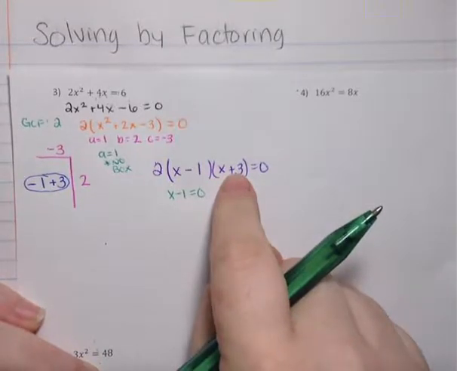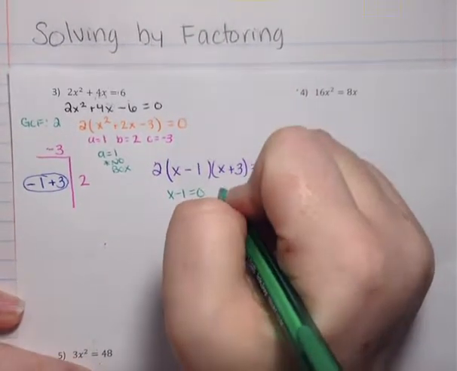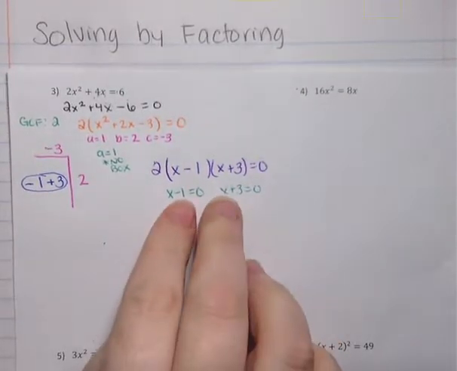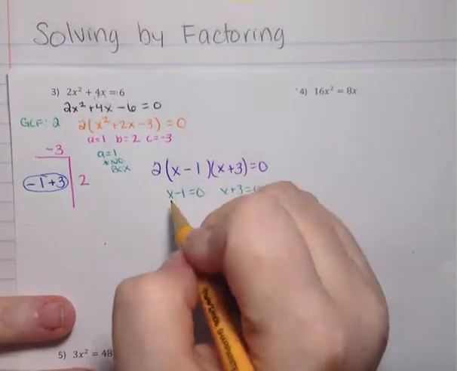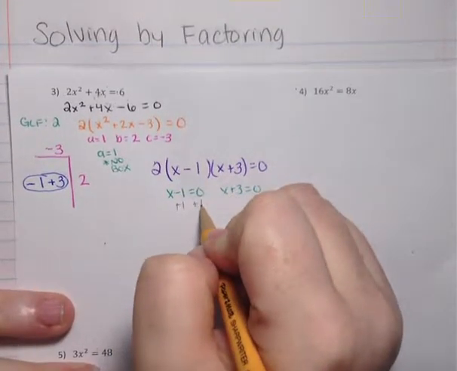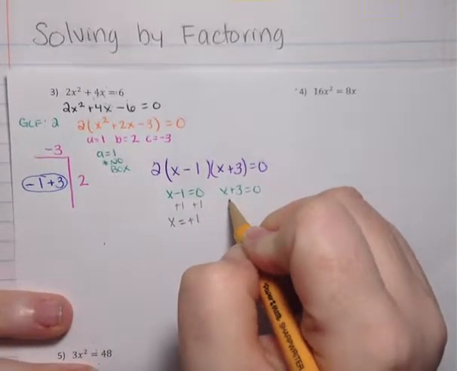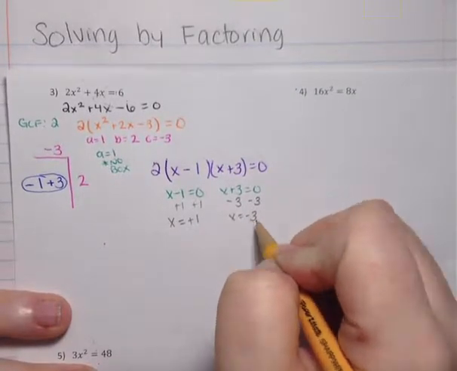The next expression is the x plus 3. That also has a variable, so I set this equal to 0. X plus 3 equals 0. We have 2 expressions that are equal to 0, so we need to solve them. On this first one, we add 1 to both sides. We get x equals a positive 1. And on the second one, we need to subtract 3 from both sides. We'll have x is equal to a negative 3.